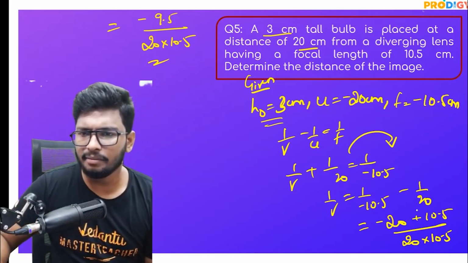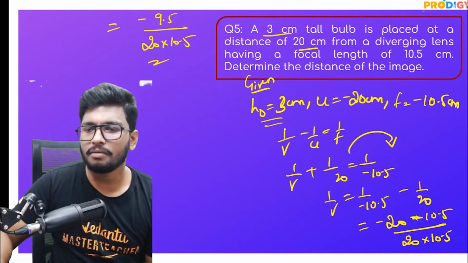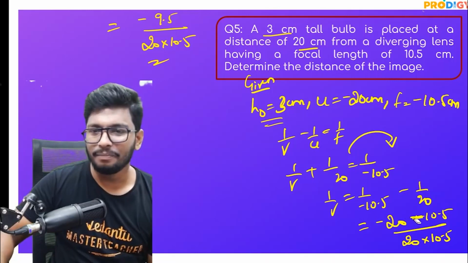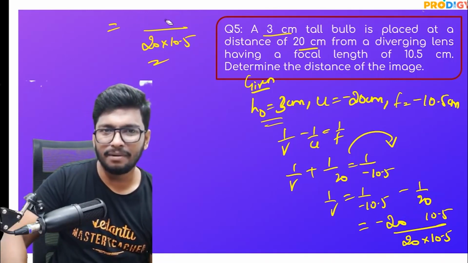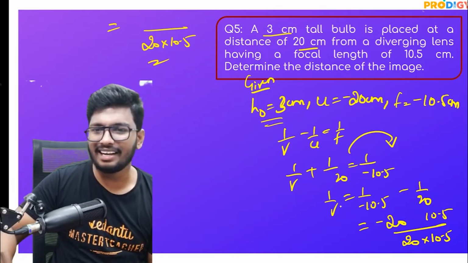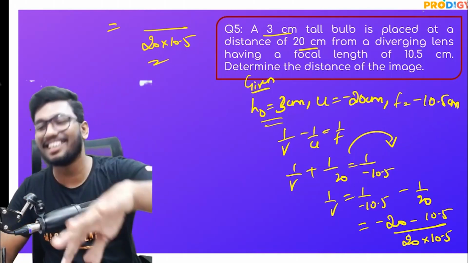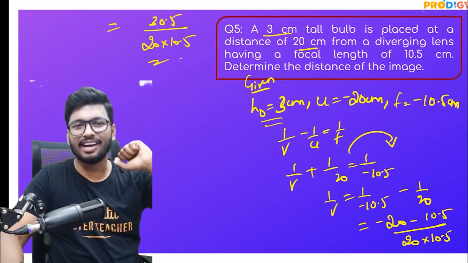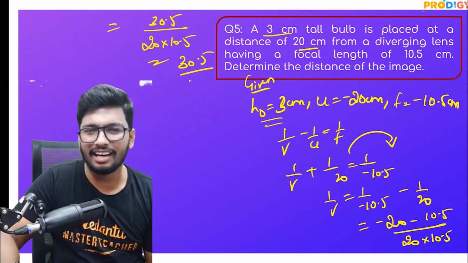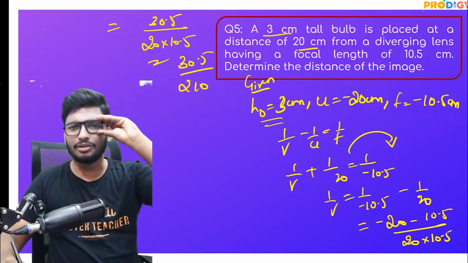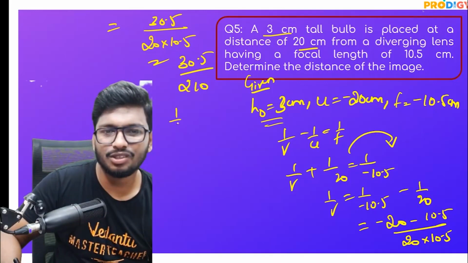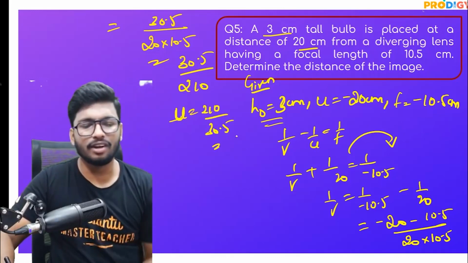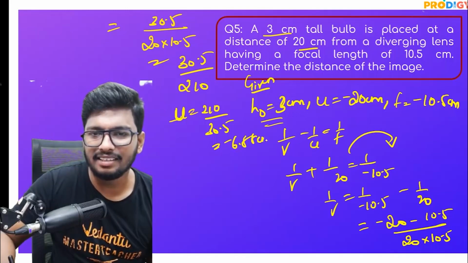Once again, guys, I think I made a mistake. It's not going to be plus, it's going to be minus over here. All right, I made that mistake there. So it'll be minus 20 minus 10.5, so you'll get 30.5. And 20 into 10.5 is 210. So reciprocate that: v would be equal to 210 divided by 30.5, which would give you an answer of minus 6.88 centimeter.